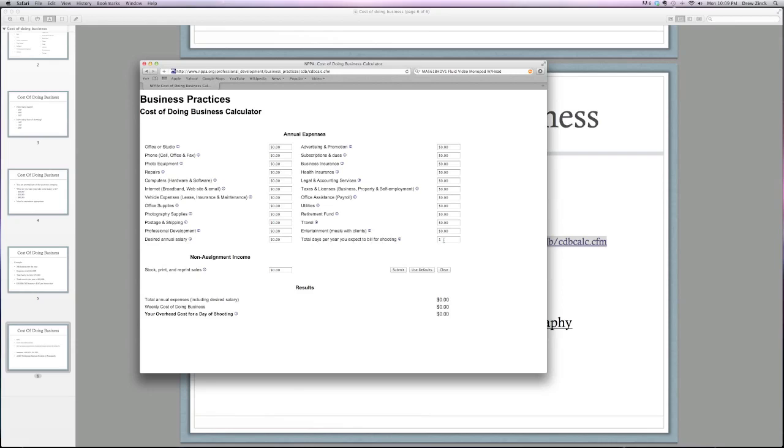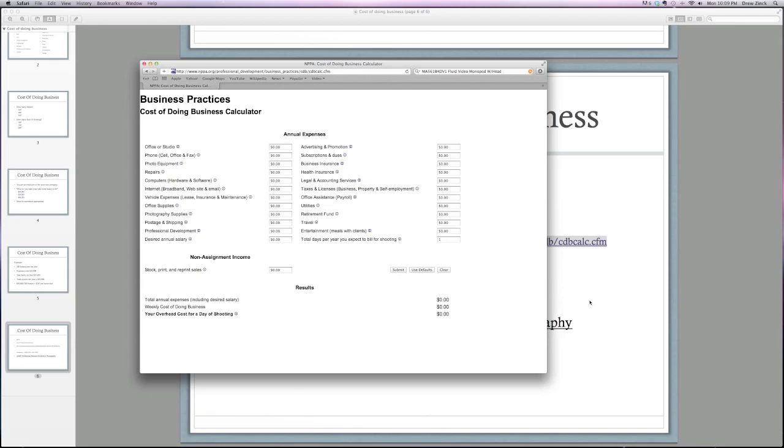Now, I realize it says days, but you could figure out the number of shoots you want to do over the course of the year, and then it'll give you your total cost. And here it'll say your daily or your overhead cost for a day of shooting, which would actually be what you should be charging per tour, would be down here as your baseline right here. This is a great thing, and I think everybody should, if you don't know how to price your photography, be using this calculator to get an idea, at least a ballpark, of what you should be charging.